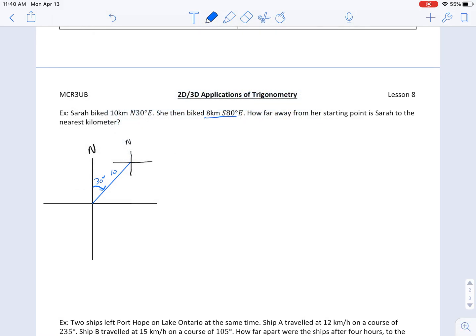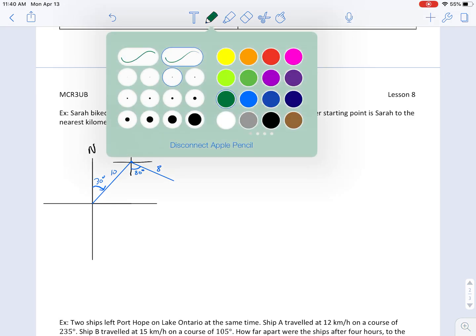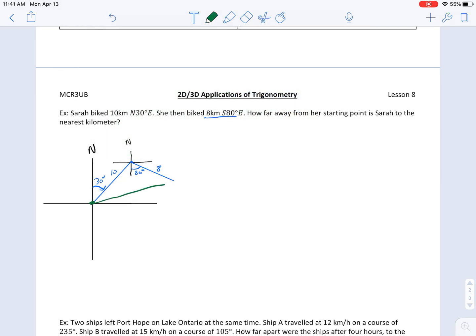Let's put this back in. So now she goes 8 kilometers south, 80 degrees east. So she's going from here. So this is where she stopped, and now she's starting again. And this time it's the 8, and from here to here is 80 degrees. And so what they're asking for is, what's the distance from where she started to where she ended? Like that. And so this is our unknown. I'm just going to say let x represent the unknown distance.